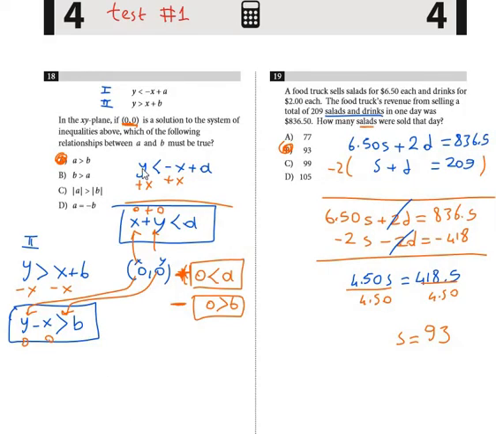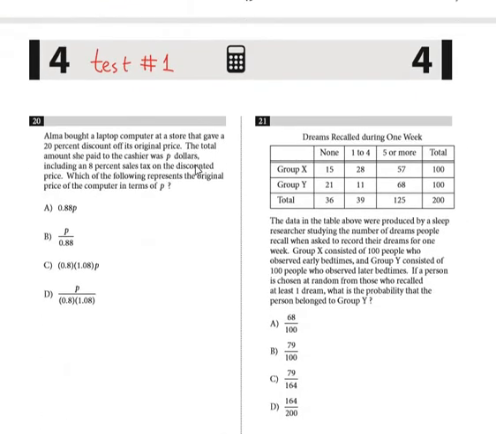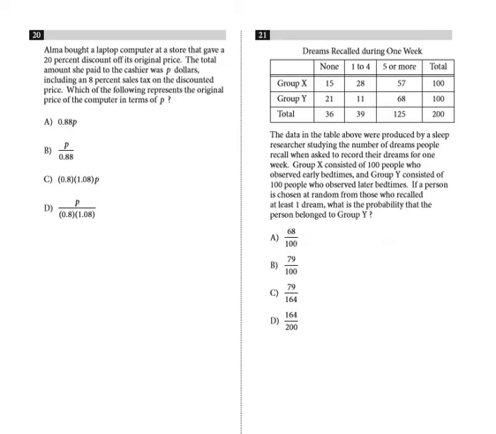Okay, let's go to question number 20. Alma bought a laptop computer at a store that gave a 20% discount off its original price. The total amount she paid to the cashier was $P, including an 8% sales tax on the discounted price. Which of the following represents the original price of the computer in terms of P?